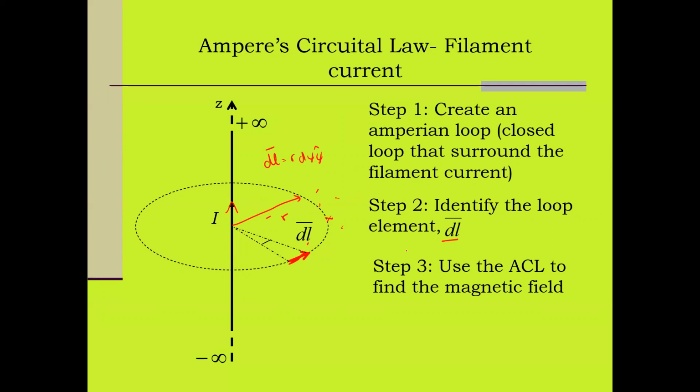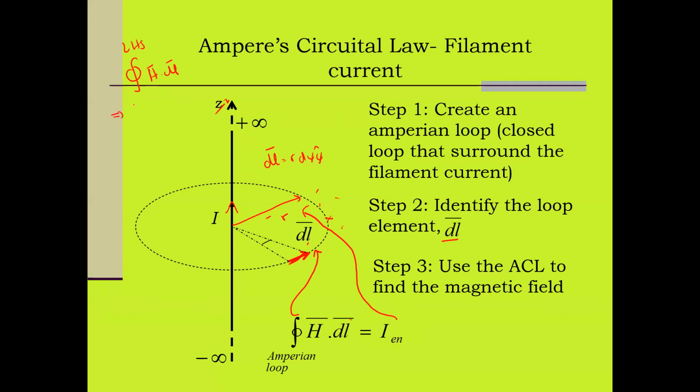Once you have identified the dL, then we can proceed with the ACL, which is the closed loop integration of H dot dL equals I enclosed. Based on this, we try to figure out the left-hand side term. This will be the integration on this particular loop, while I enclosed is the current inside the loop. So let's have a look at the left-hand side first: the closed loop integration of H dot dL.